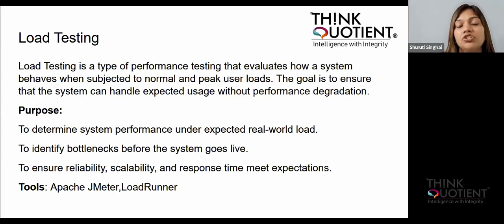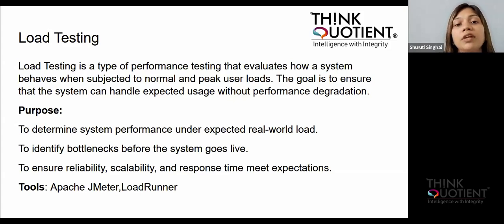That is how my system is going to behave. Is it getting crashed? Is it just getting slowed down? Or is just the response time getting slow? We are just checking that. Here we determine the system performance under expected real-world load, and we identify any bottlenecks before my system goes live. We ensure that the reliability, the scalability, and the response time are meeting user expectations. So what is tested in load testing? Again, as I just explained, the response time and throughput.